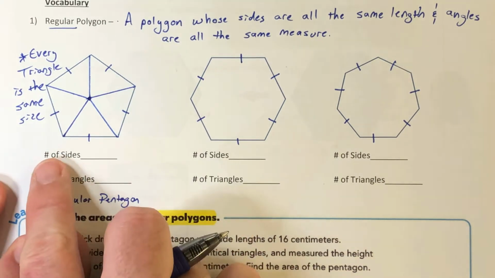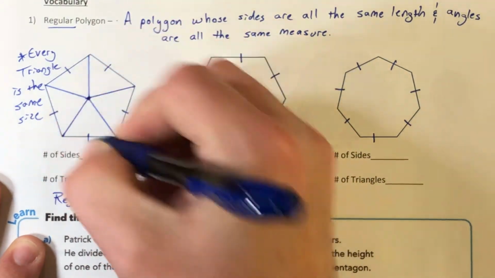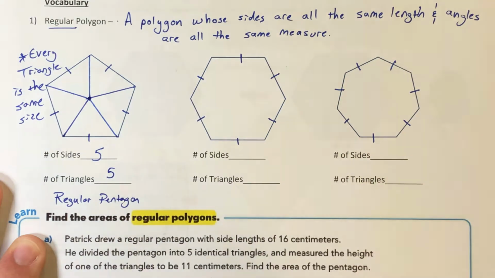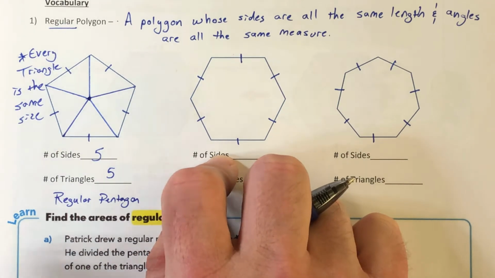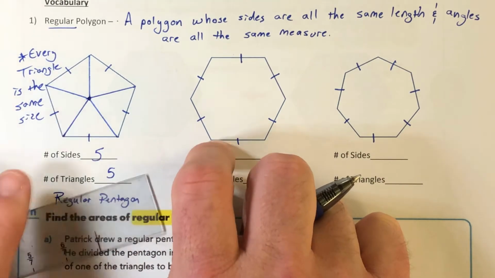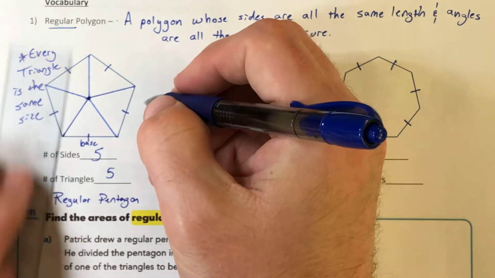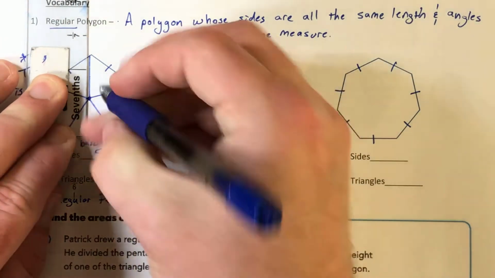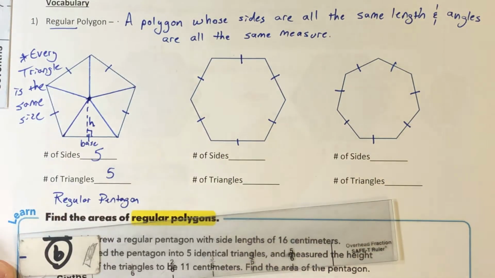Okay, so how many sides did this regular pentagon have? It had 5 sides. And you'll notice that the number of triangles that we were able to divide it into was also 5. Actually, before I move on, if I was to find the area of this, I would just need the base of one of these triangles and the height of one of the triangles. And again, they're all identical, so it doesn't matter which one you had the information for. They're all the same. So if you have the base and height of one of the triangles, you can find the area of the whole shape.